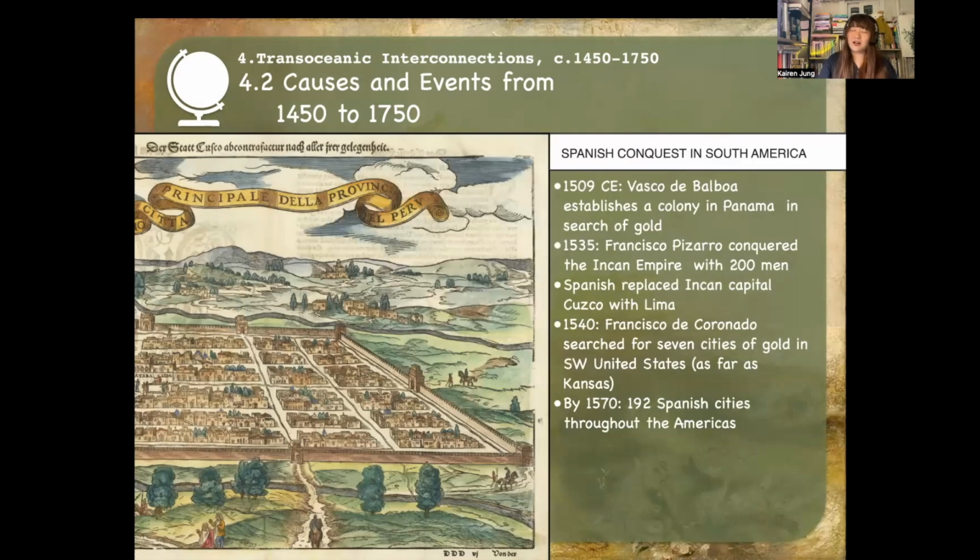So let's look at Spanish conquest and what that entailed in South America. In 1509, Vasco de Balboa established a colony in Panama in search of gold. In 1535, Francisco Pizarro conquered the Incan Empire with 200 men. The Spanish replaced the Incan capital Cusco with Lima, and in 1540, Francisco de Coronado searched for 7 cities of gold in the southwest of the United States as far as Kansas. And by 1570, 192 Spanish cities were established throughout the Americas.